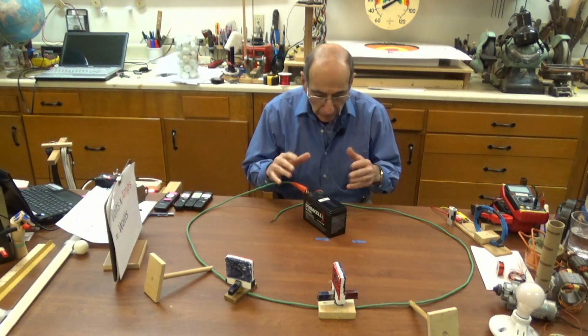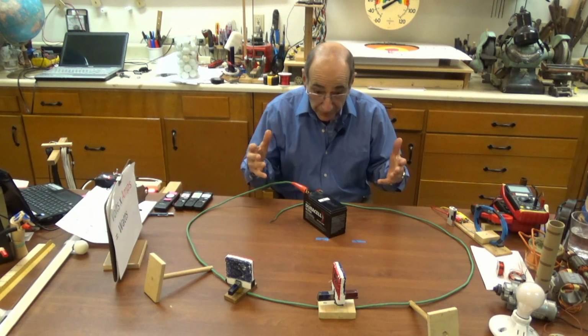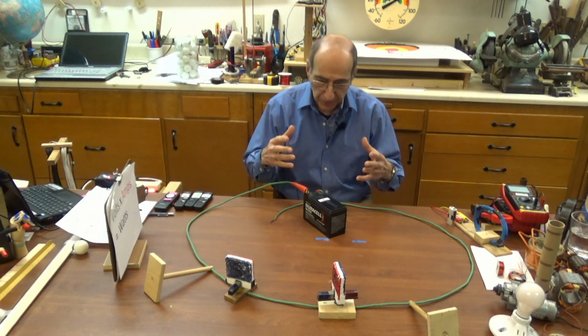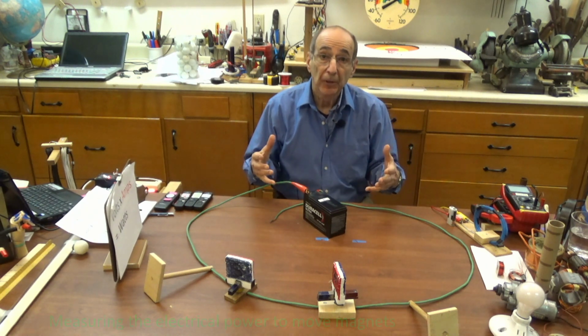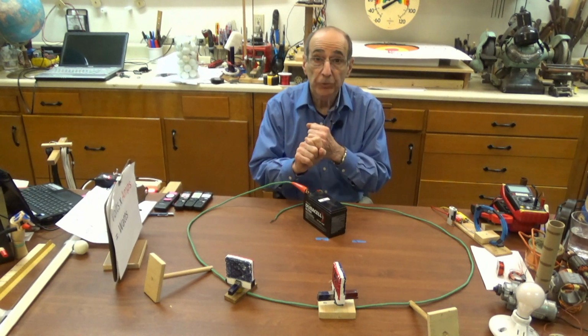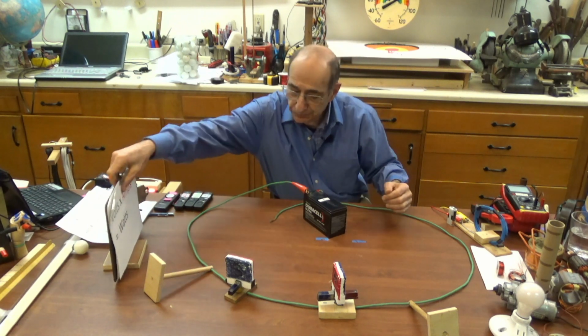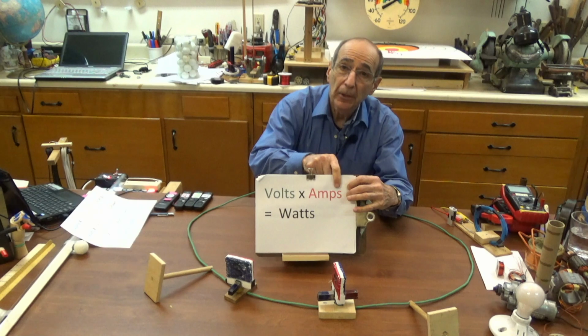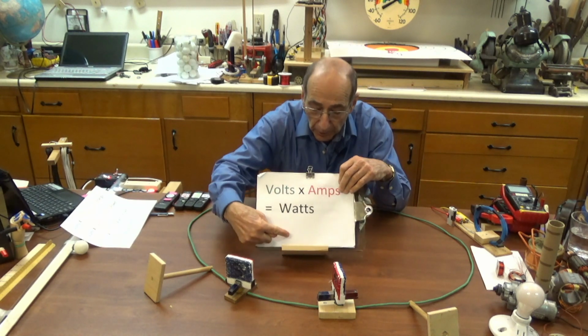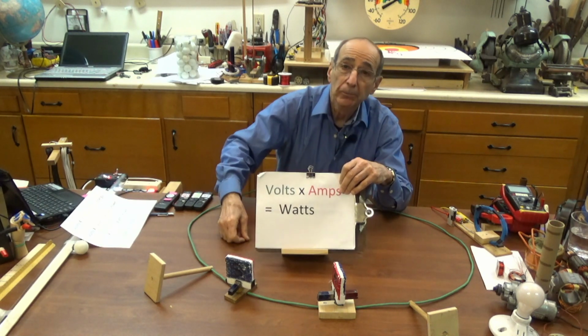Now, if we're going to measure something, we need to think about what it is we're going to measure. The parameters that define what's going on with dynamic electricity are the voltage and the amperage. So we've got volts times amps, and the product of those two equals watts, the unit of power.